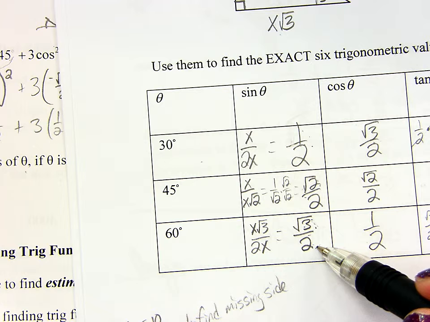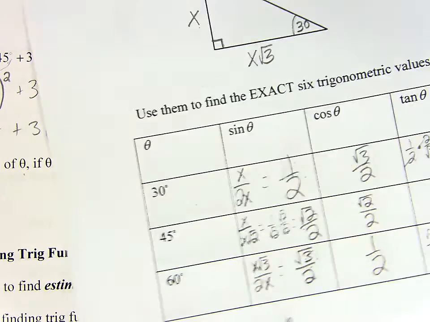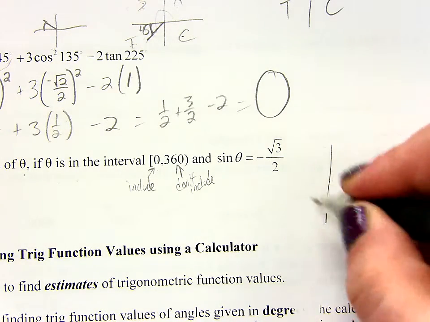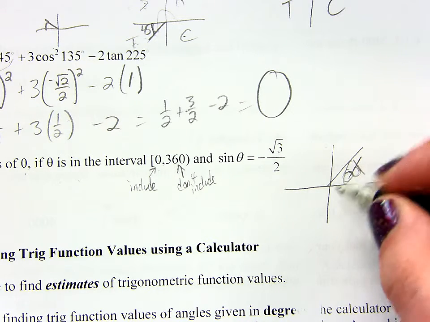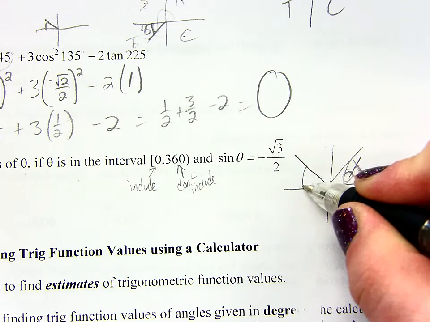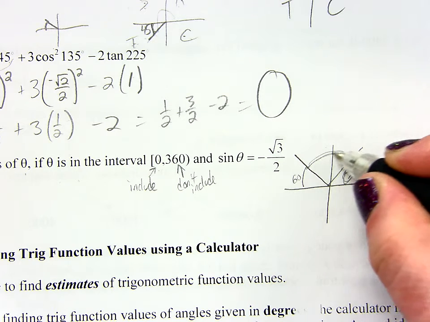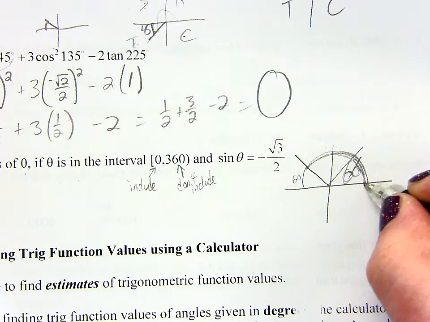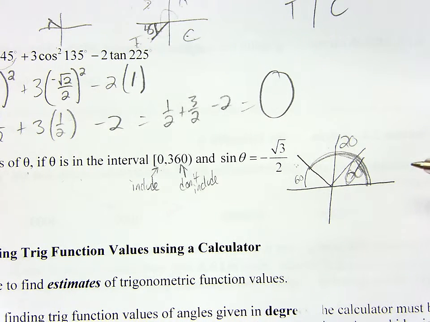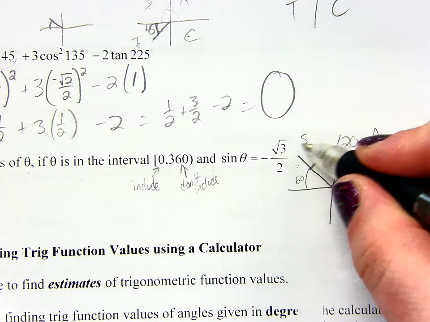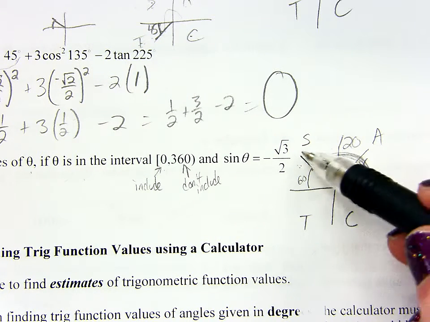So basically, I'm looking for all the angles that have 60 as their reference angle. Who would have 60 as a reference angle? Well, it's not going to be 60 itself, because that's positive, so that's out. And if I had 60 degrees here, what would this angle be? 120. Is sine going to be negative over here? No. So that one's also going to have a positive sine, so I'm not going to use that one either.